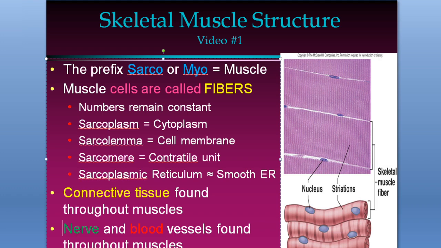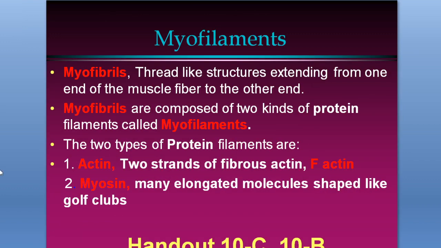So these are just some of the vocabulary. Now is when we get into kind of the structure of a muscle. So muscles are made out of myofibrils. Remember, myo means muscle. So these are fibers of muscle that actually make up the cell.